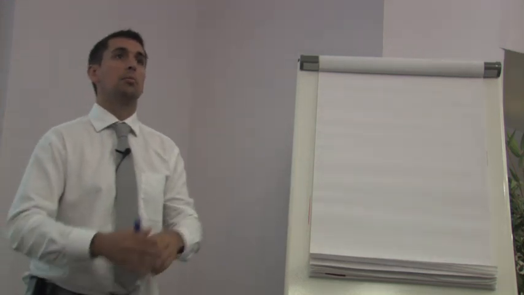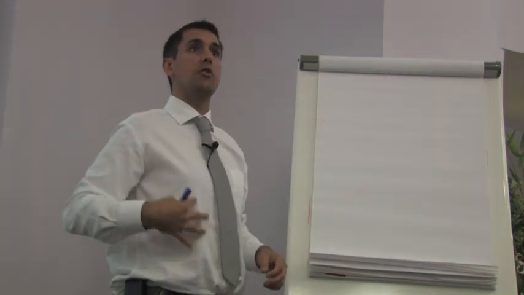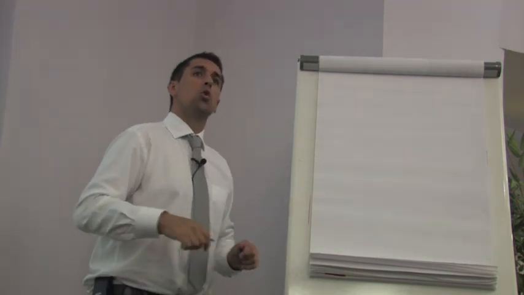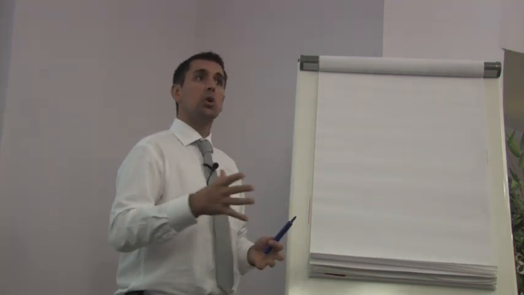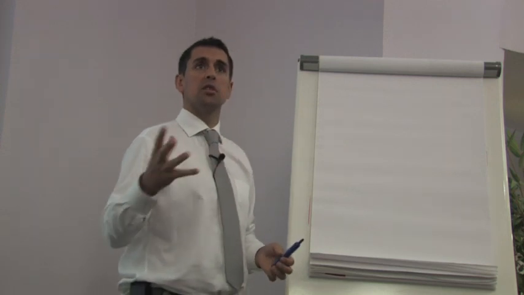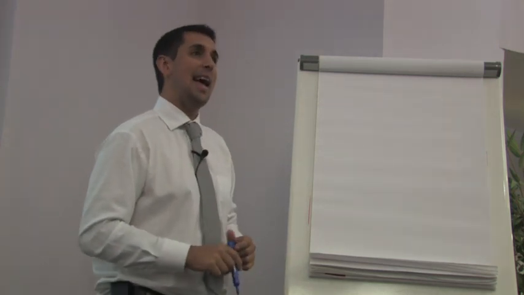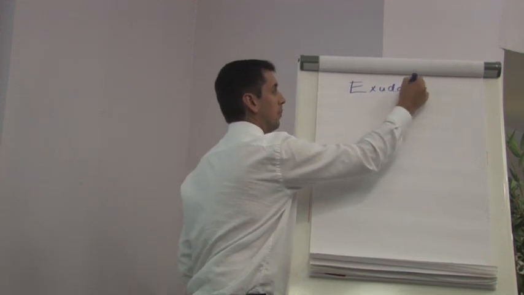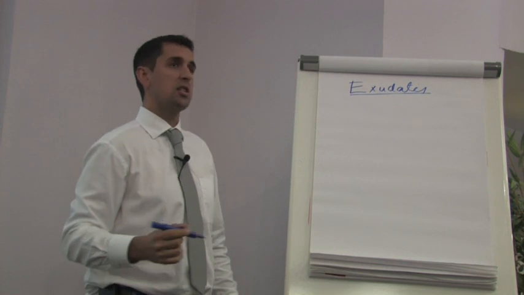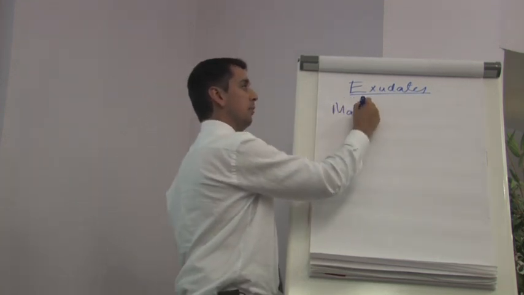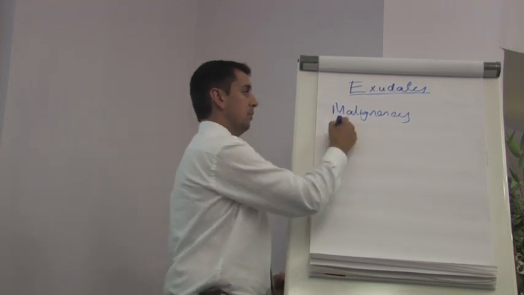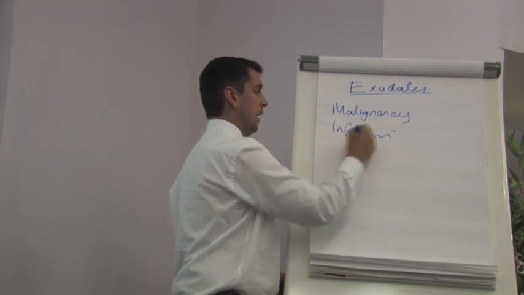Fluid, and this is fluid in pleural spaces and fluid in peritoneal spaces, meaning pleural effusions and ascites. Causes of transudates and exudates are broadly the same when you look at the underlying pattern to their development. Exudates are the thick ones. Exudates are caused by malignancy, infection, and inflammation.